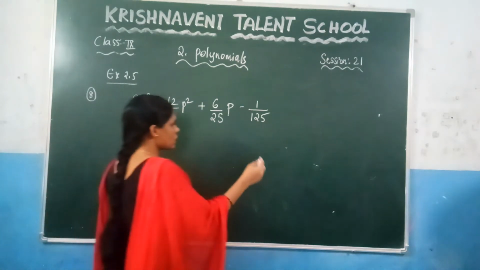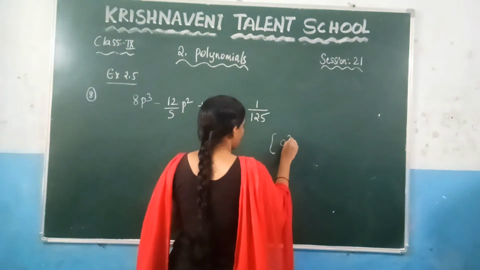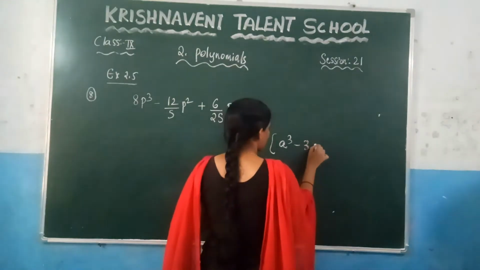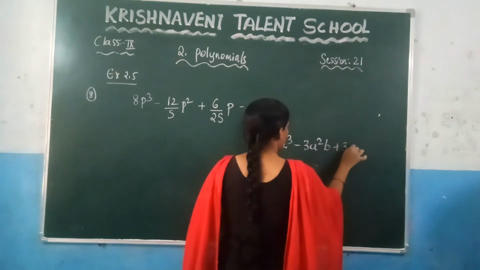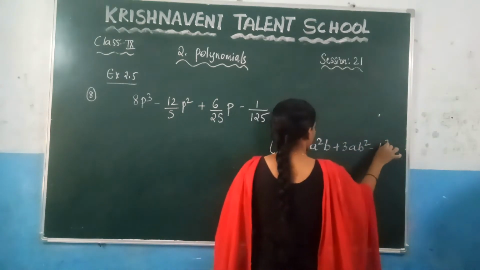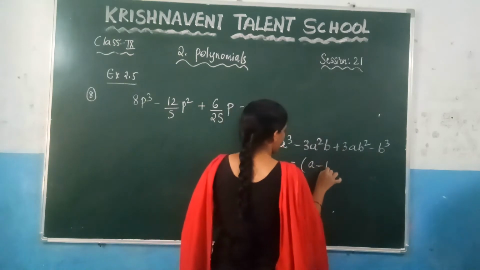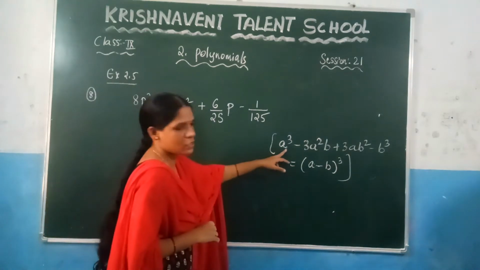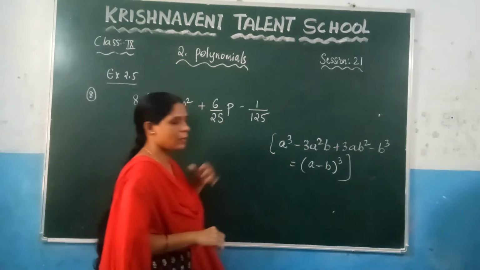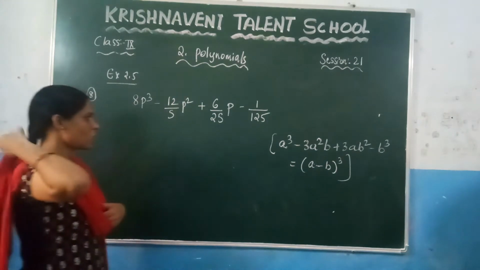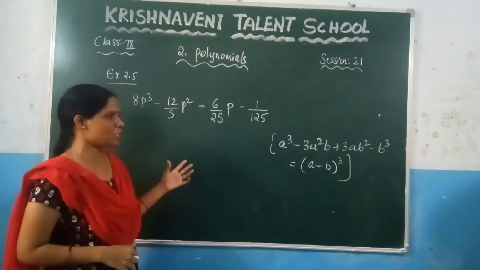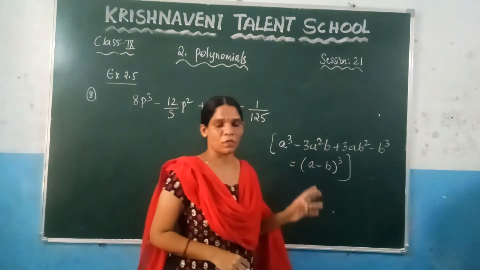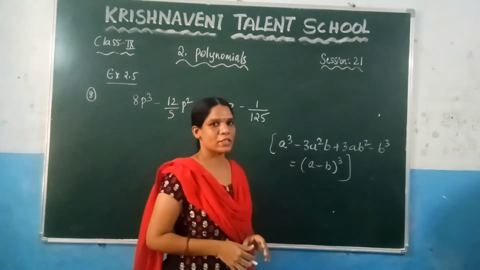So here, which identity you need to apply, which is nothing but a cube minus 3a square b plus 3ab square minus b cube. You know the formula of this one, which is a minus b whole cube. So you need to change this into the form of this. After that you can write it as a minus b whole cube. So how to change? If you have any expression given, first you need to change the first term and the last term. If you change those two terms, the middle terms you will get automatically.